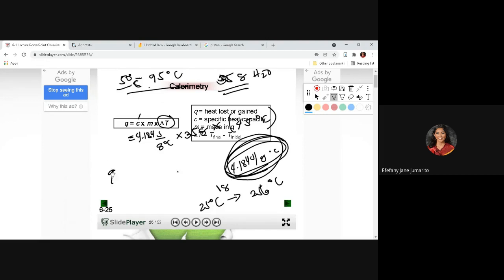So Q is equal to... Okay, we can cancel grams here, and we can also cancel degrees Celsius, so we will be left with joules. Now, the heat needed to raise the water to 95 degrees Celsius is 4.184 times 35 times 45. So that is 6,589.8 joules.